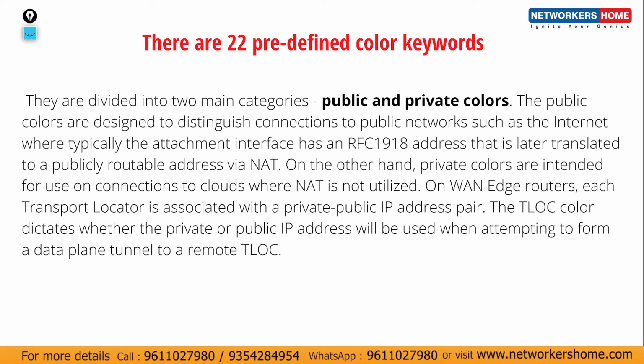There are 22 predefined color keywords, and these are categorized into two categories: public and private colors. What is the significance of public colors? Generally, these are going to be connecting to the internet, or LTE, or whatever type of internet connectivity you have. It could be a leased line, it could be a DSL connection, it could be anything else.